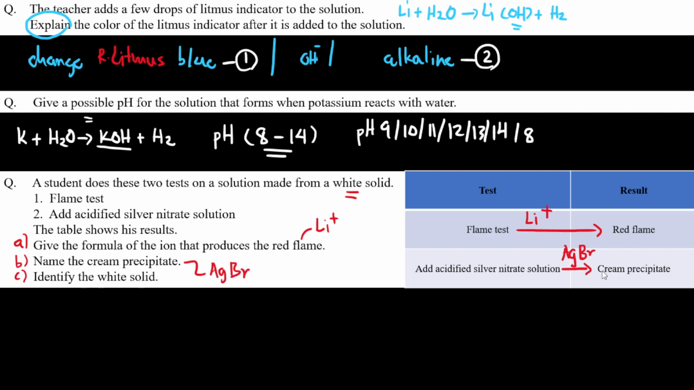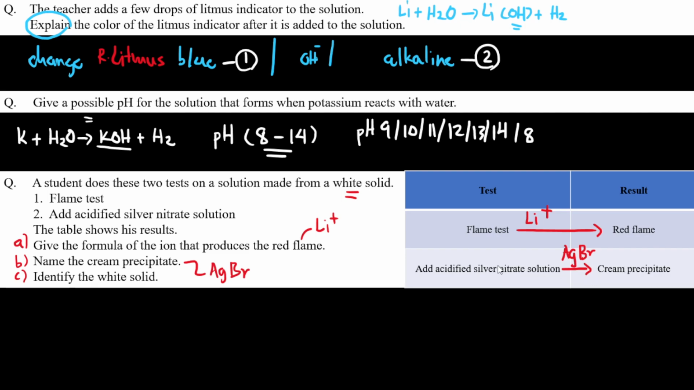Know that instead of cream precipitate, if it tells you white precipitate, your precipitate would be silver chloride. Okay, now let's say instead of cream, if you have a yellow precipitate, your precipitate would be what? Silver iodide. There's only a few to remember, so make sure that you remember those very well. Alright, but right now we know our cream precipitate already.